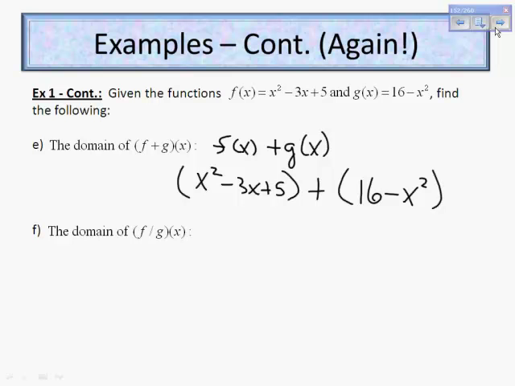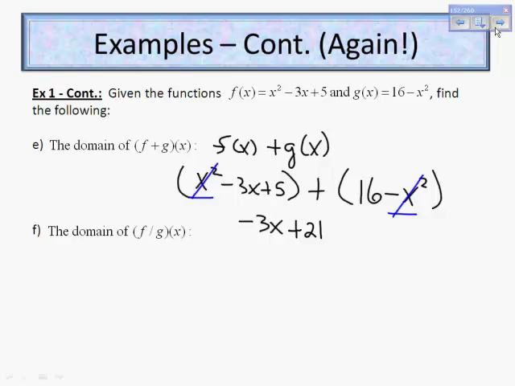So if I take those two functions and add them together, then what happens is I have a positive x squared and a negative x squared. So they cancel each other out because I'm adding here. And then I have negative 3x that I can't combine with anything. So negative 3x, and then 5 plus 16 is 21. So there's f plus g of x. F plus g of x is negative 3x plus 21.